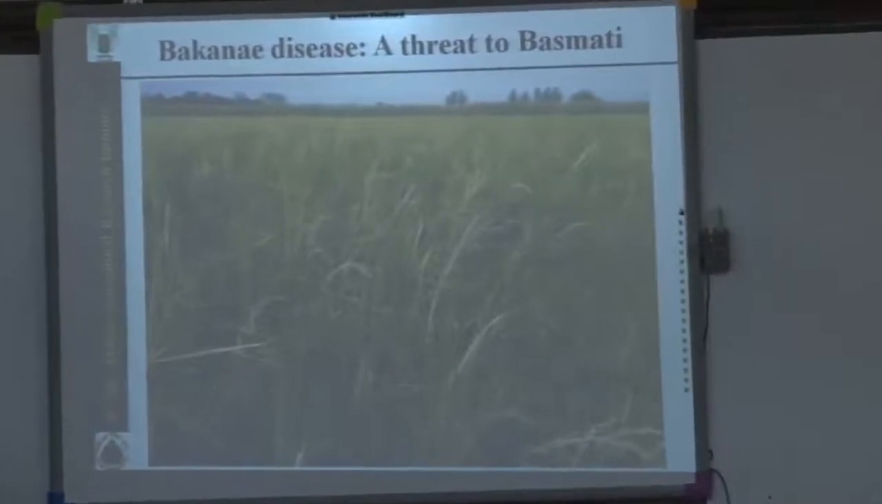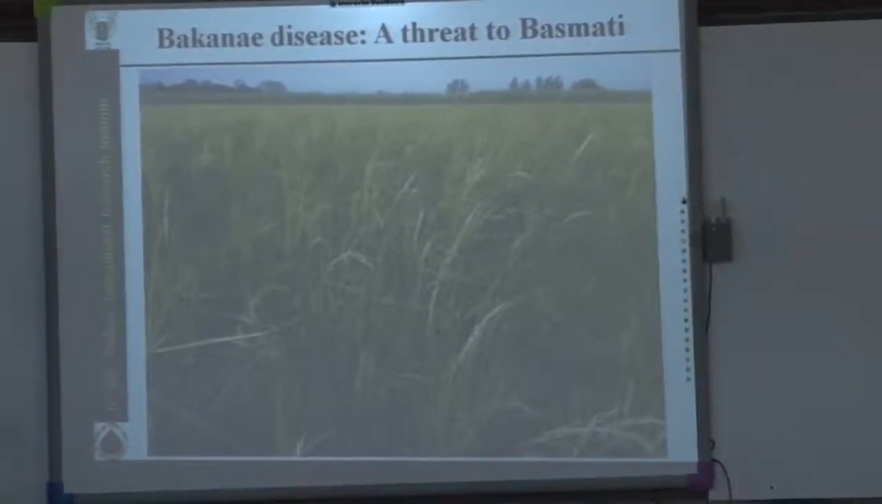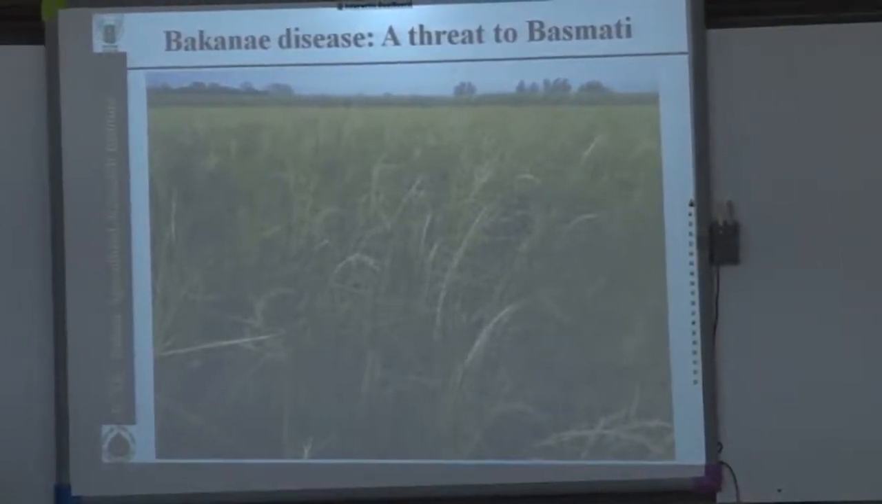Another disease which is very common in basmati rice is Bakanae disease. This is caused by a fungus, Gibberella fujikuroi, and this fungus produces gibberellic acid in the plants, and because of that, the plants grow tall, and finally they dry. So you can see here in this field, some plants are a little white, they are dried, and they are tall.